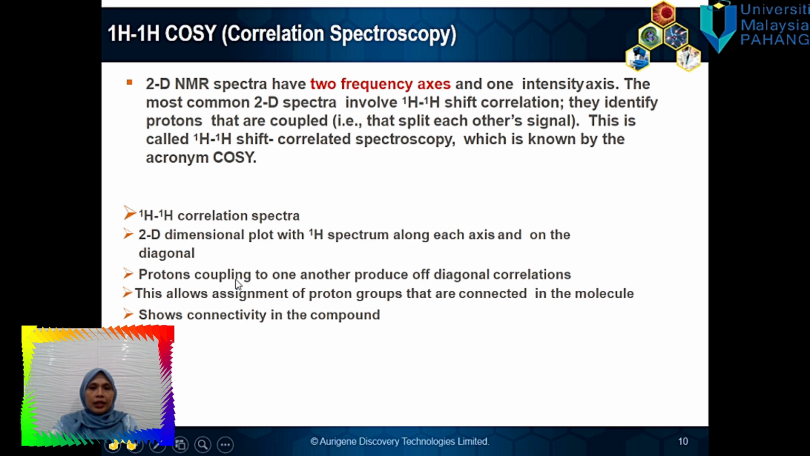And proton coupling you can show in the diagonal correlation. In the middle we can see the correlation with different spots, and this allows us to determine the correlation between protons in the correct positions, and will help us in the assignment for the structure.